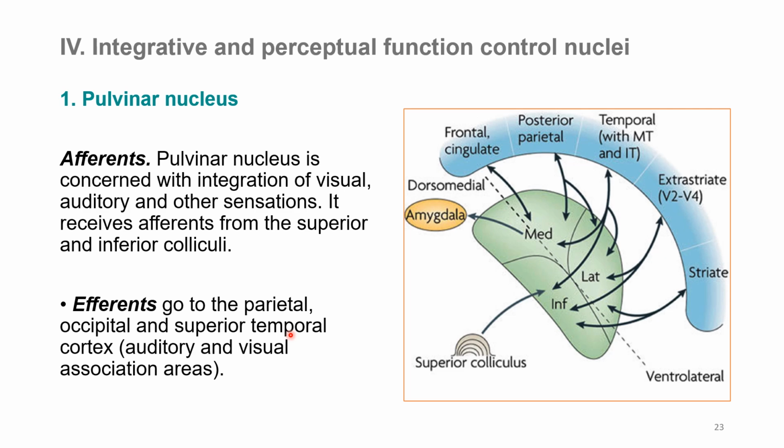So the efferents will go to the parietal lobe, occipital lobe, and superior temporal lobe. So they are involved in the auditory and visual association areas. From the pulvinar nucleus, the efferents will go to the association areas of the auditory area and visual area.